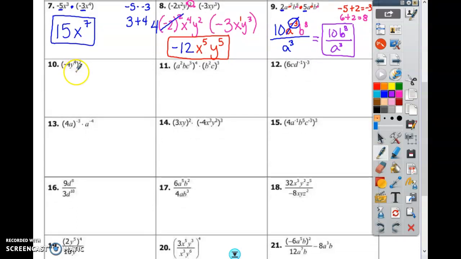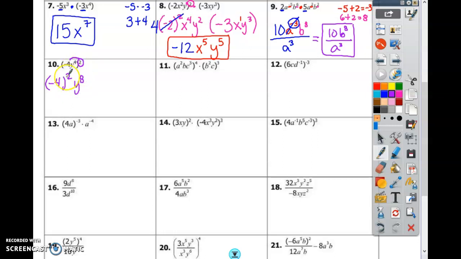Let's do this one. We're going to put that square to the -4. So -4, make sure you square it. And then the 4 and the 2, what do you do with those two? A power to a power, you multiply them. So 4 times 2 is 8, y to the 8th power.